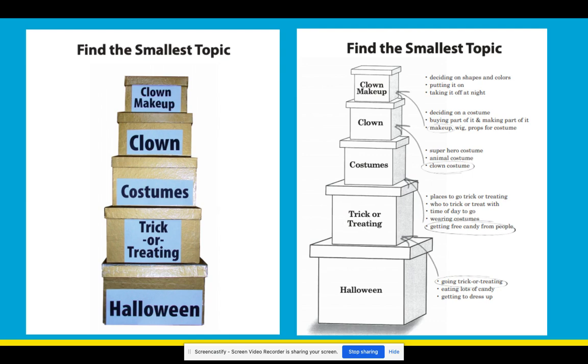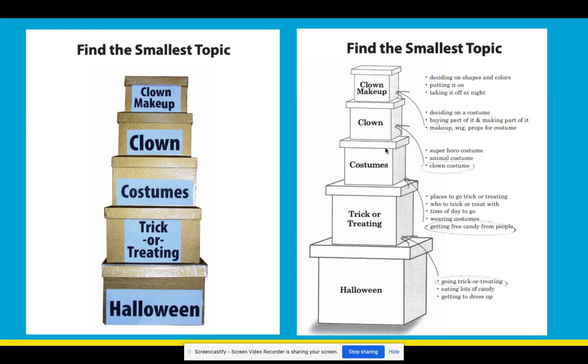But even trick-or-treating, you've got a lot you could talk about, like where to go, what kind of bag or bucket to use, what kind of candy you want to get. So there's still too many things to talk about. So they started listing some more things here, like places to go trick-or-treating, who to trick-or-treat with, the time of the day to go, what costume you would wear, getting free candy from people. And they decided, oh, let's talk about how we can get candy from people.